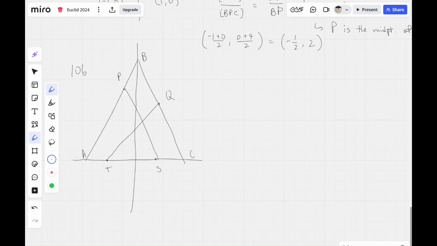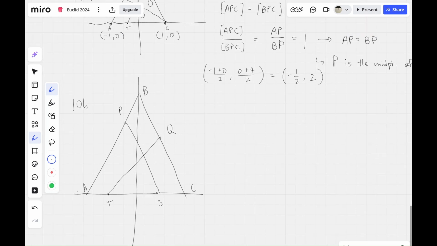We know that from our work in part A, the total area is 4, so each of these small regions has area 1. The question gives that S has coordinates (s, 0), and T has coordinates (-t, 0), where s and t are both positive. Thus, this length is s and this length is t. Let's call the point where SP and QT intersect X.